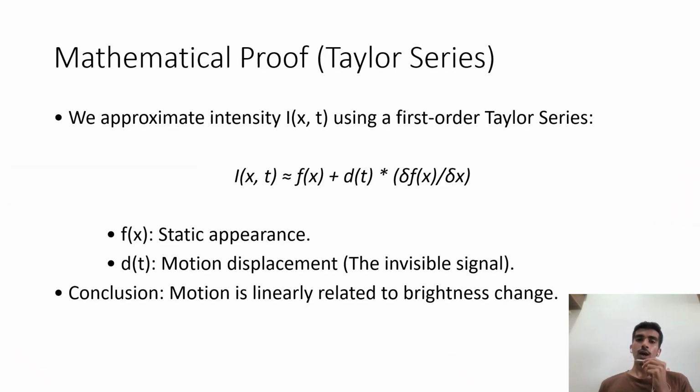Now to understand how this works, we look at the mathematical relationship before explaining the process. Here we determine the relationship between the pixel brightness and motion. Here I of x comma t is the intensity of a pixel at position x and time t. If an object moves even slightly by a distance delta of t, the new intensity is just the original image shifted by that amount.